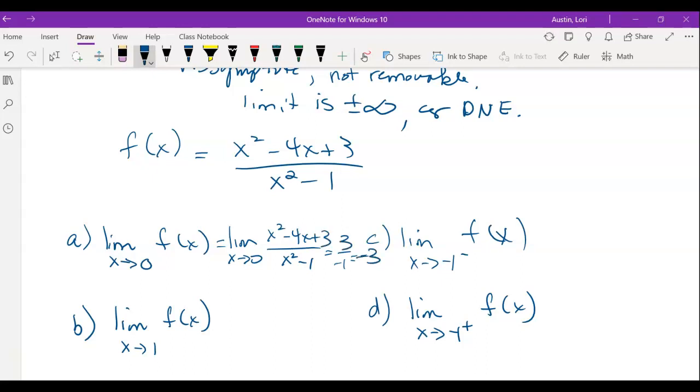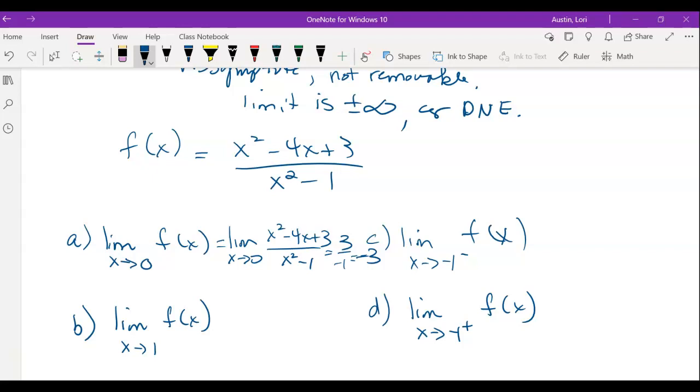Which makes the answer -3, right? Okay, good. All right. Isn't it 3 over -1? 3 over -1, right? Oh, no, it's okay.